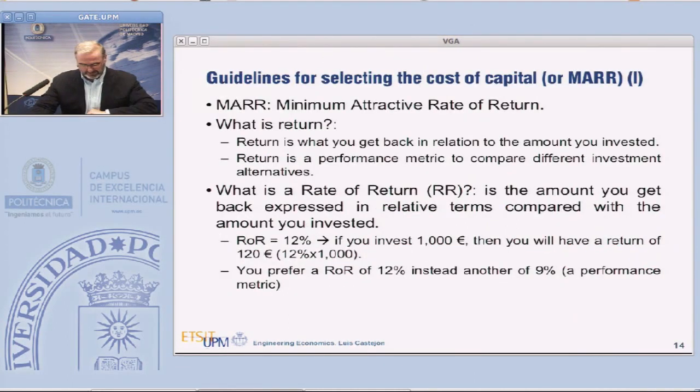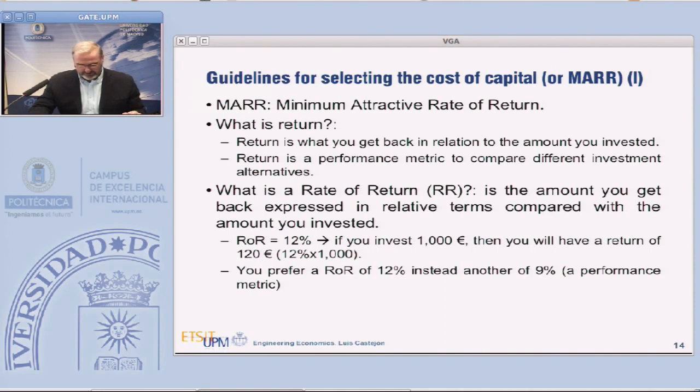Slide number 14, guidelines for selecting the cost of capital or minimum attractive rate of return. So we are reviewing again this subject. As you remember, the cost of capital is the I term in the discounted cash flows or present value formula. That cost of capital, or minimum attractive rate of return, is the minimum return we expect to have from an investment project.